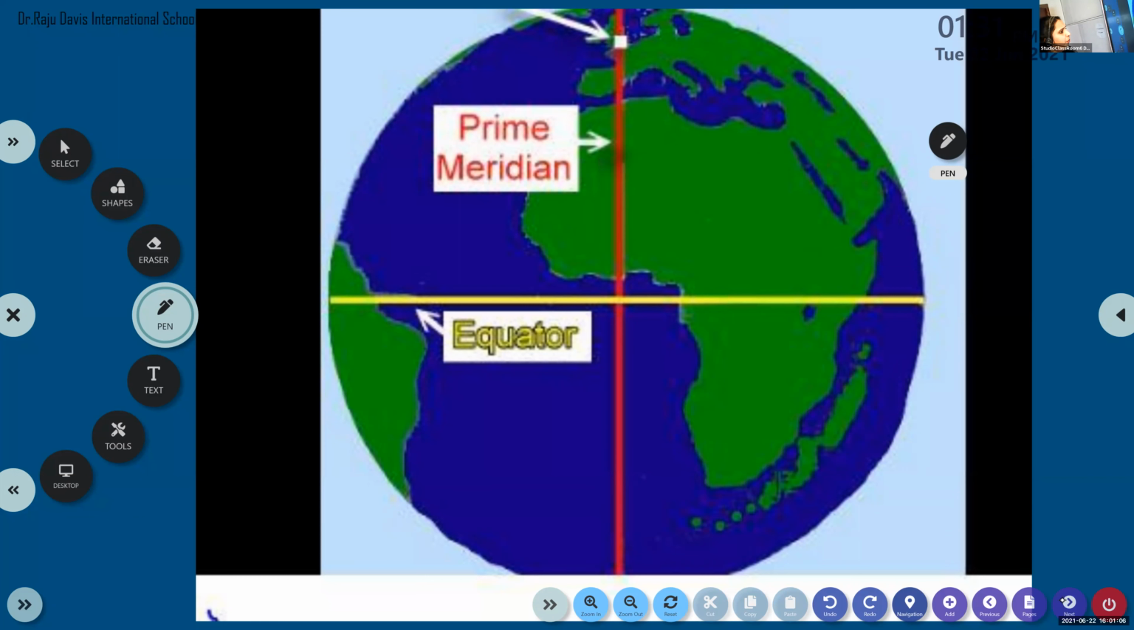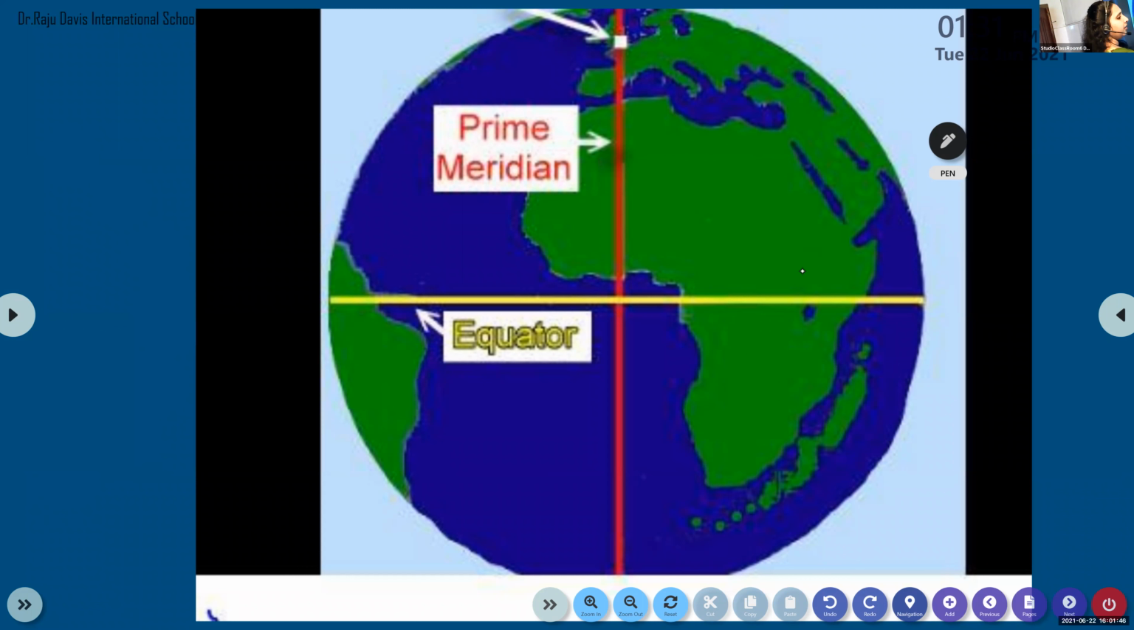Equator and prime meridian, I hope you can see very clearly in this picture, right? Yes, ma'am. Imagine a vertical line from the north pole to the south pole. What is that? A vertical line, not a horizontal line. Prime meridian. And there is another imaginary line on the other side of the prime meridian. That is known as the 180 degree meridian. These two lines divide a globe into eastern and western hemispheres.